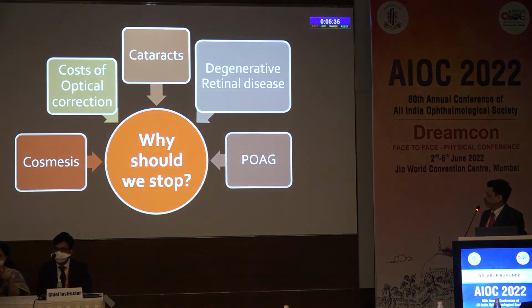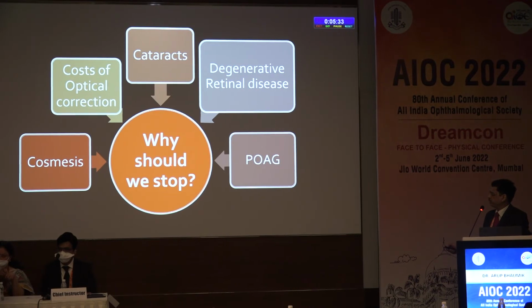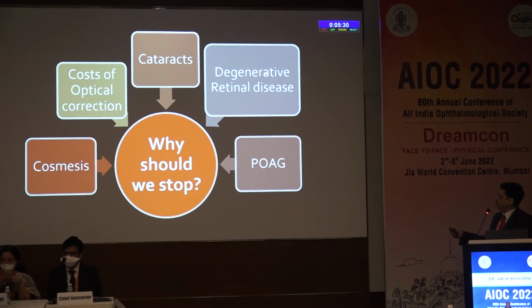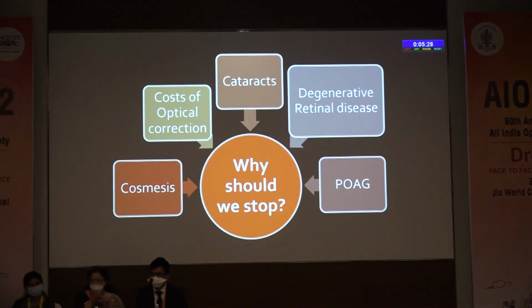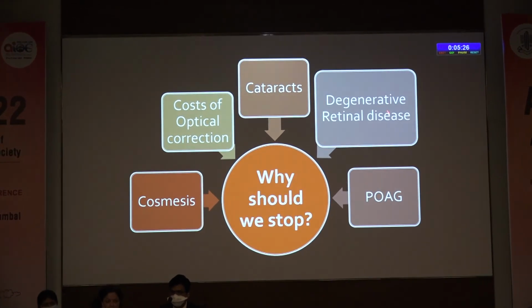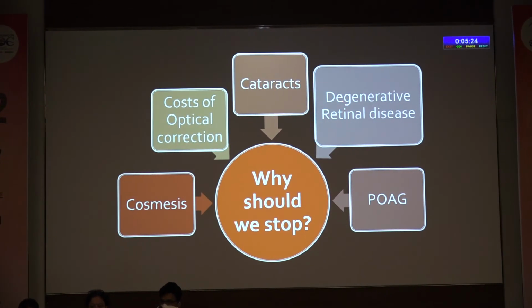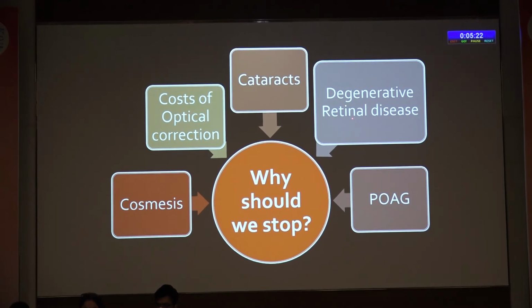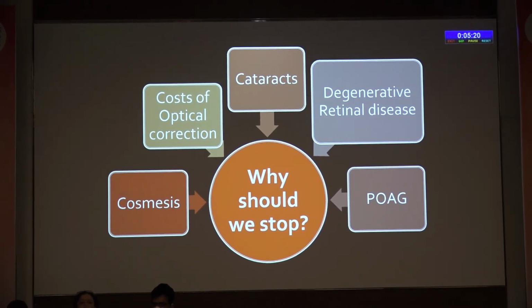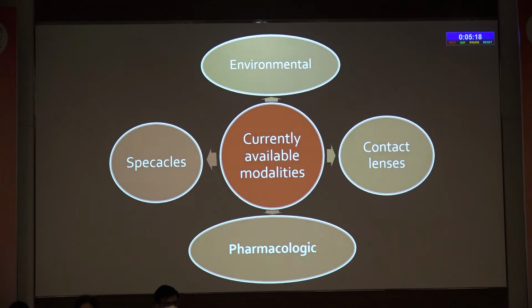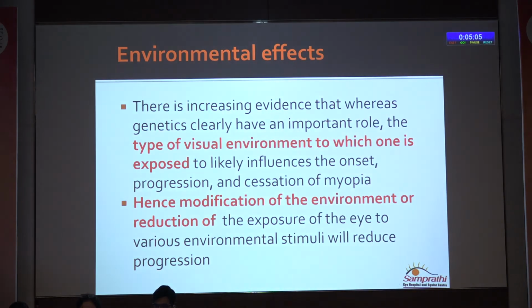So why are we worried about this progressive myopia? Why should we bother so much about it? Most important, as I said, is the degenerative retinal disease, because this has been hypothesized to be the most important cause for blindness worldwide in the coming years. So for currently available modalities for progressive myopia, one is the regular spectacle lenses and the contact lenses, but now the importance is on the environmental factors as well as the pharmacological modifications.